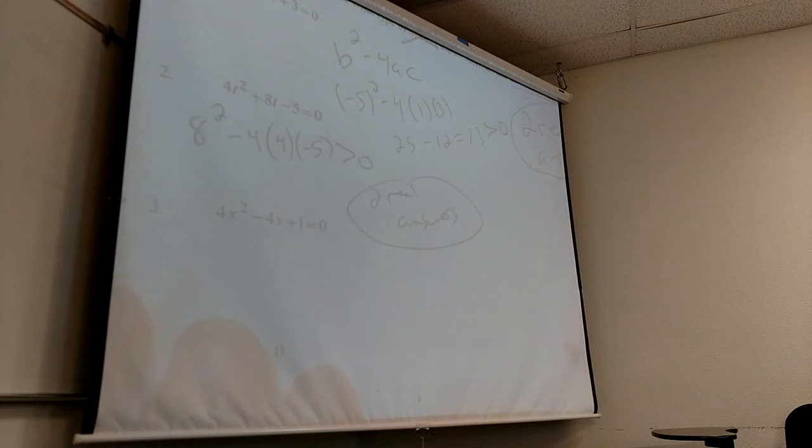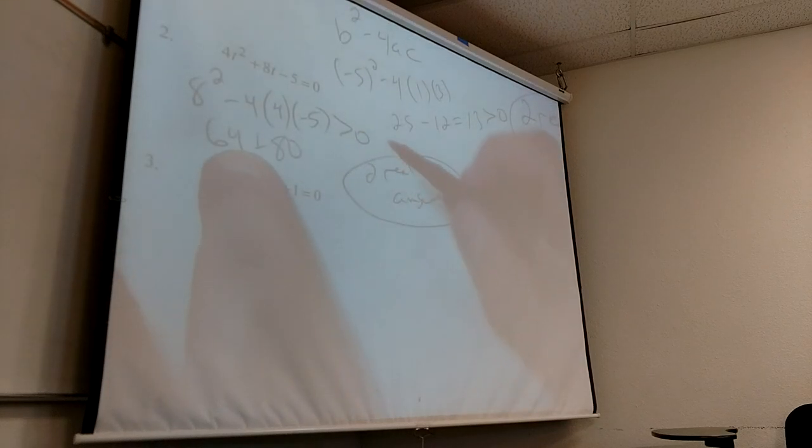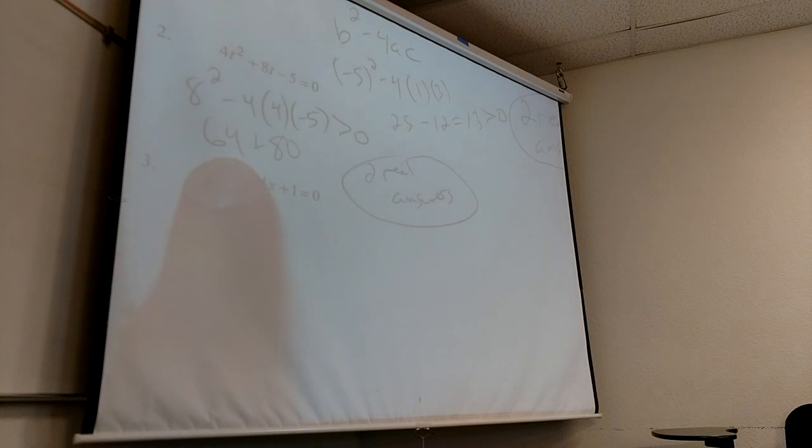Done, right? Now you can figure out 64 plus 80 is 120, 144. It doesn't matter. It matters that it's greater than 0. So under the square root, it's going to be a positive number. I'm going to get real answers.